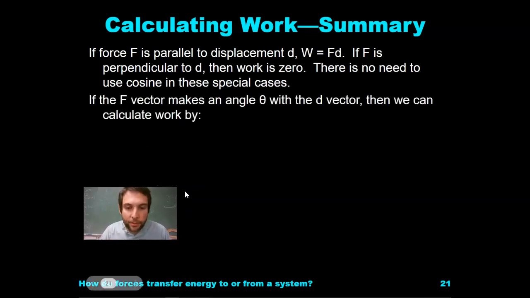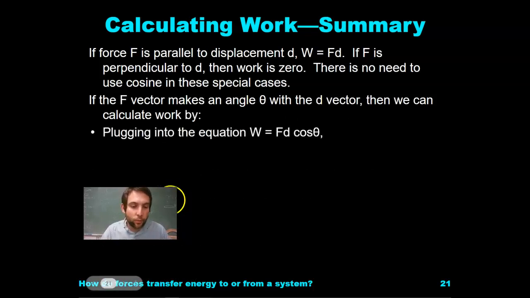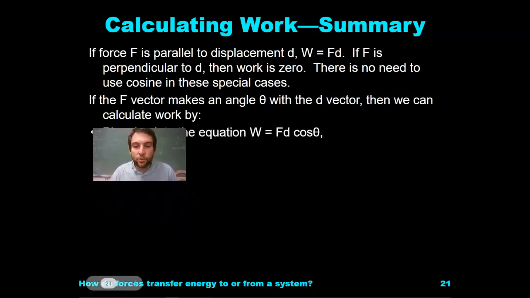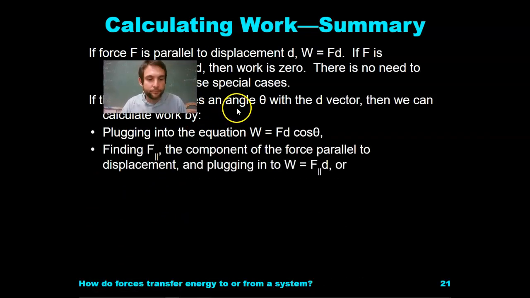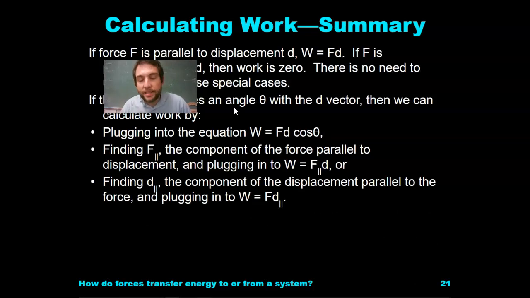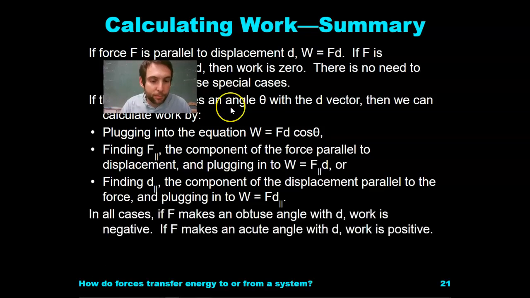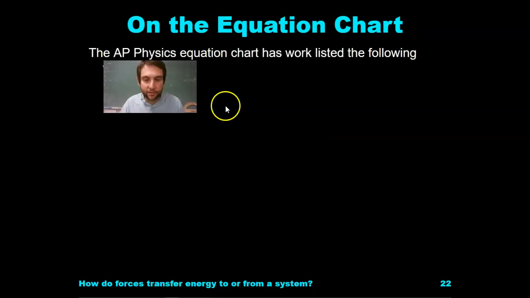If the F vector makes an angle theta with the D vector, then we can calculate work by plugging into the equation work equals FD cosine theta, or finding F parallel, the component of the force parallel to the displacement, and plugging in work equals force parallel times displacement, or finding displacement parallel, the component of the displacement parallel to the force, plugging in work equals FD parallel. In all cases, if F makes an obtuse angle with D, work is negative, and if F makes an acute angle with D, work is positive.